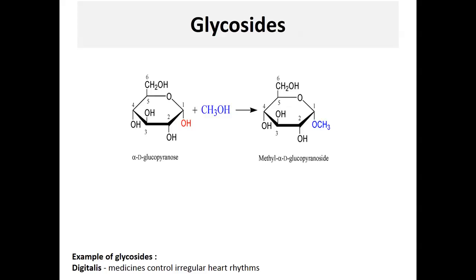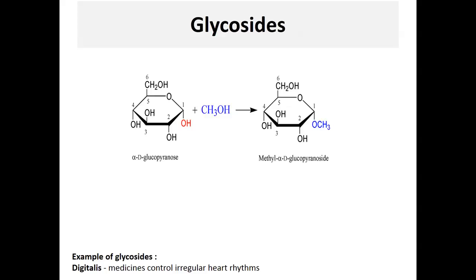So for glycosides, basically, you have your glucose molecule to which you have another functional group attached. In this case, you have a methyl group attached to it. So you have an alpha, because the OH is down, D-glucopyranose plus the methyl, so that's your methyl alpha-D-glucose, okay?